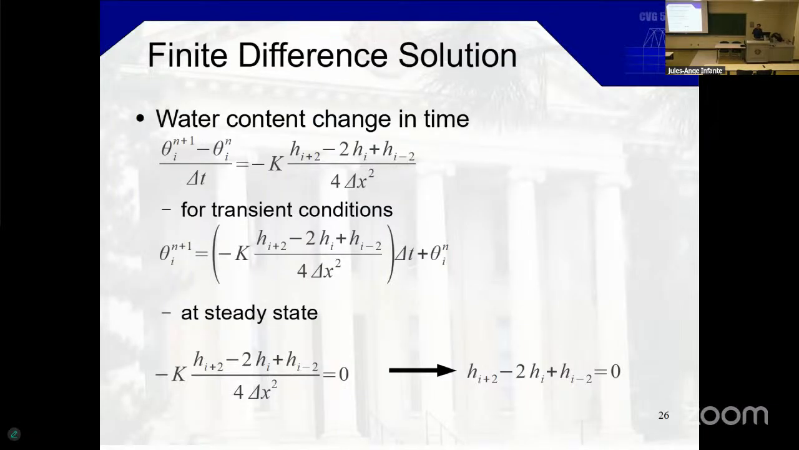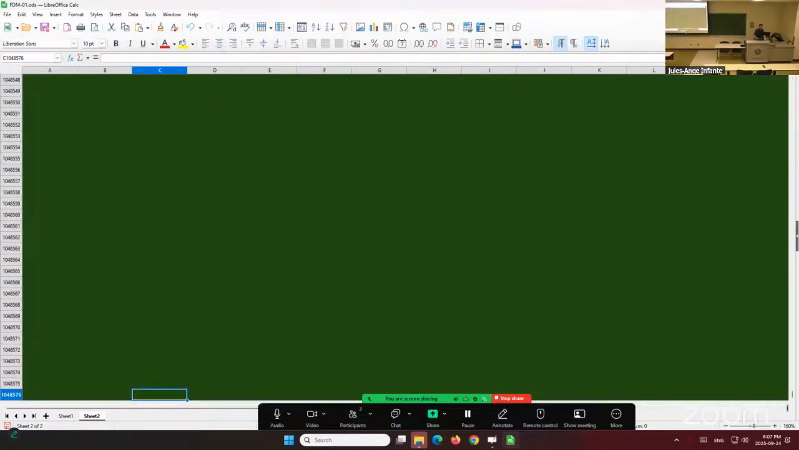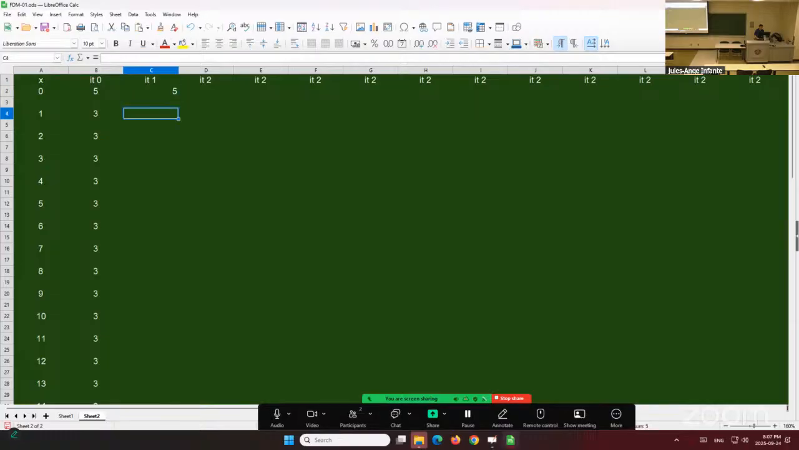Okay, so we'll take this equation and just say instead of i+2 and i-2, it's i-1 and i+1, okay? And so if we do that, let's see how it fixes our problem. So now the boundaries are still the same. But let's start from there.